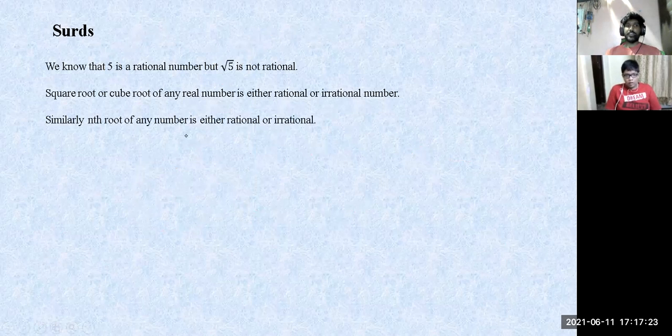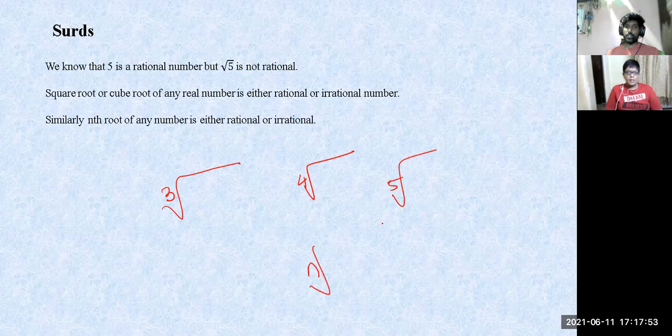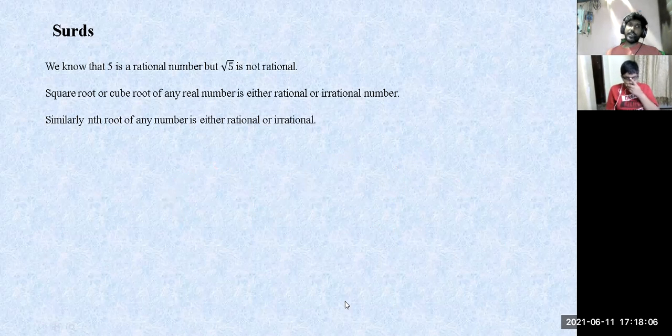Similarly, nth root of any real number is either rational or irrational. What do you mean by nth root? Any root. So when I say square root, it means this. When I say cube root, that means you'll put 3 here. When I say fourth root, you'll put 4 here. When I say fifth root, you'll put 5 here, and so on. So that way, nth root. Square root means you take the root 1 time. Cube root means you take the root 3 times, and so on. So similarly, nth root of any real number will either be rational or irrational.